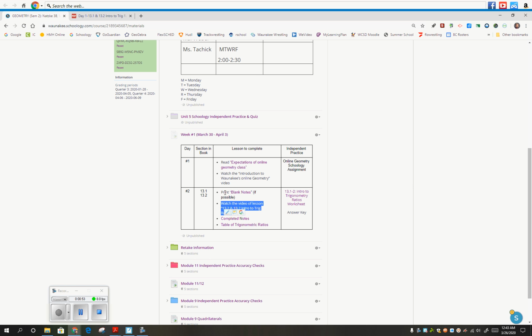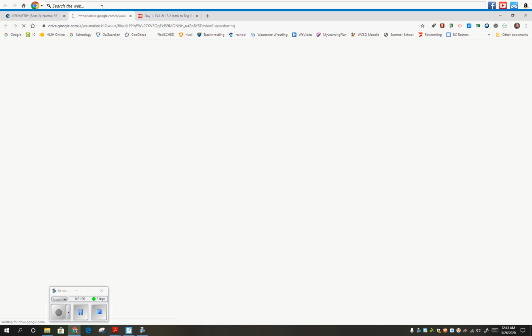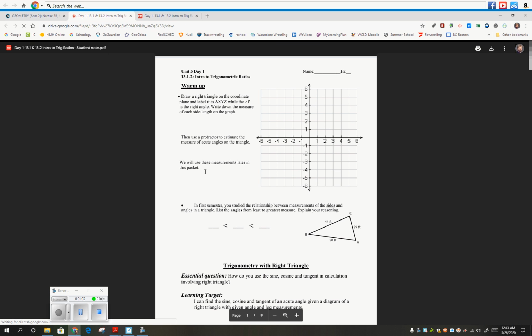If you have a printer at home, up on top here it says Print Blank Notes, where I've got highlighted. If you click on this link, a copy of the blank notes will open up, and you can print them off so you can fill them out and follow along as you go. If you do not have a printer at home, then you can just take a blank piece of paper or a notebook, bring your notebook paper, and jot down notes as we go through this today.